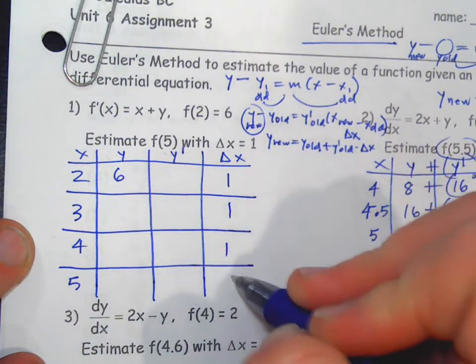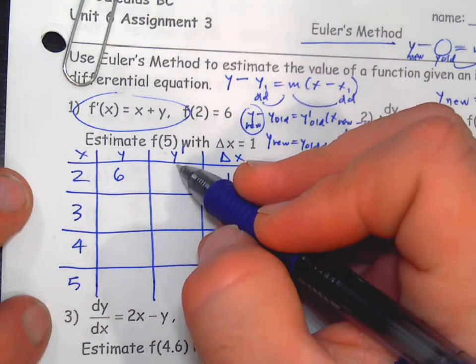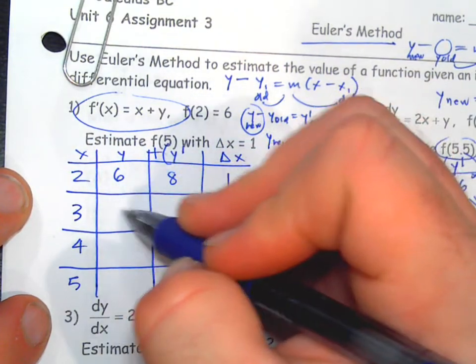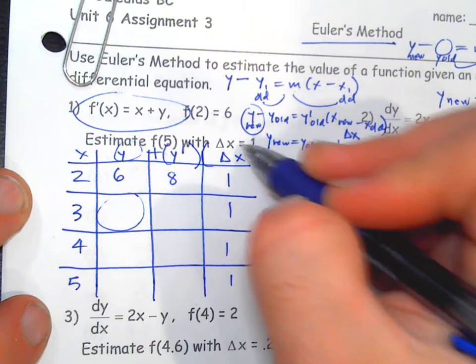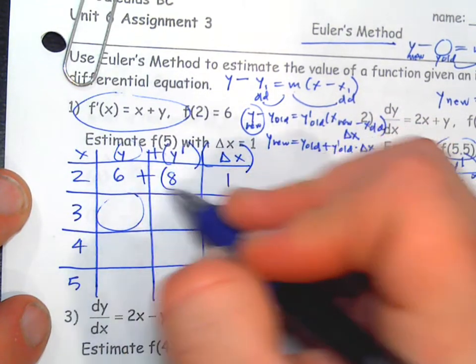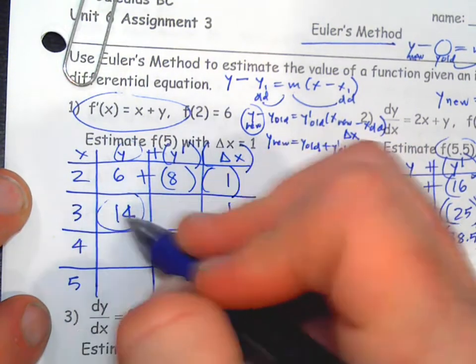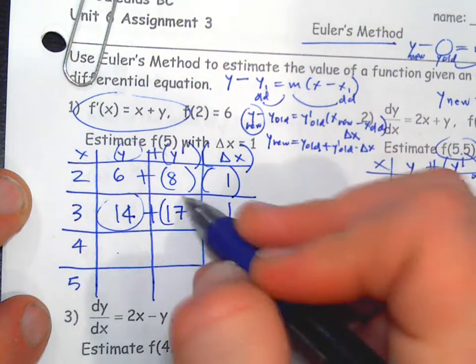And delta x is the same. Now this is our formula for finding y prime. It's going to be 8. The new y is going to be the previous y plus y prime times delta x, so it's going to be that plus this times this. So that's going to be 14. You add them together to get the next derivative. The next one's going to be this plus this times this.